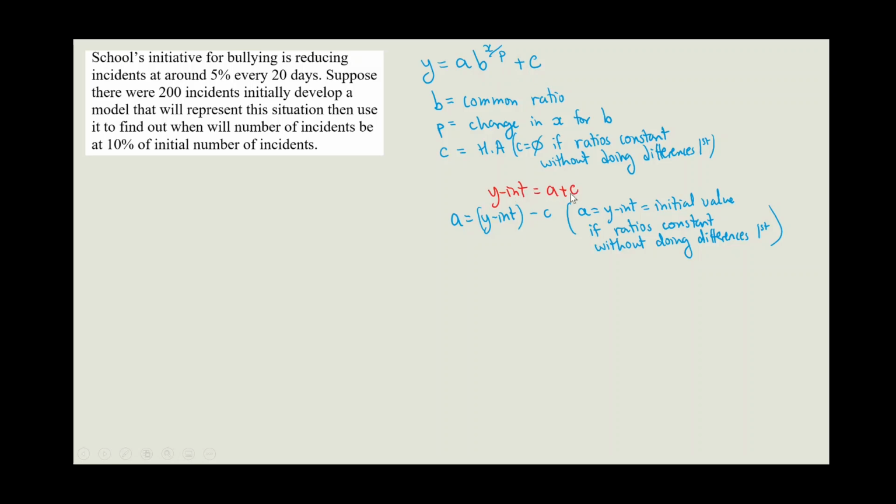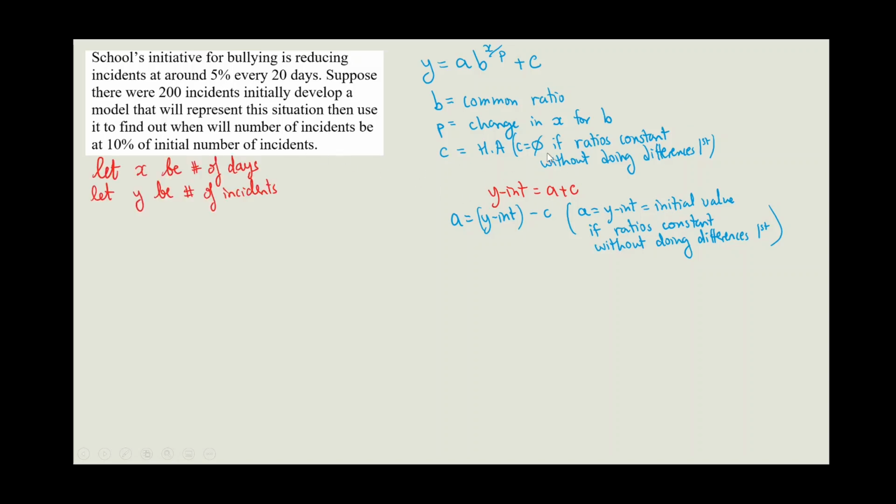And so if you take this general equation and isolate for what a is, it's going to be a subtraction between y-intercept and c. And keep in mind that if we happen to have horizontal asymptote of 0, then this subtraction would not be there. So a will be actually the y-intercept itself, and y-intercept usually is referred to as the initial value in questions. And again, this only happens if the ratios are constant without us doing first differences first. So this might mean nothing to you if you did not watch my previous video, but as I go over this, I hope this will make sense.